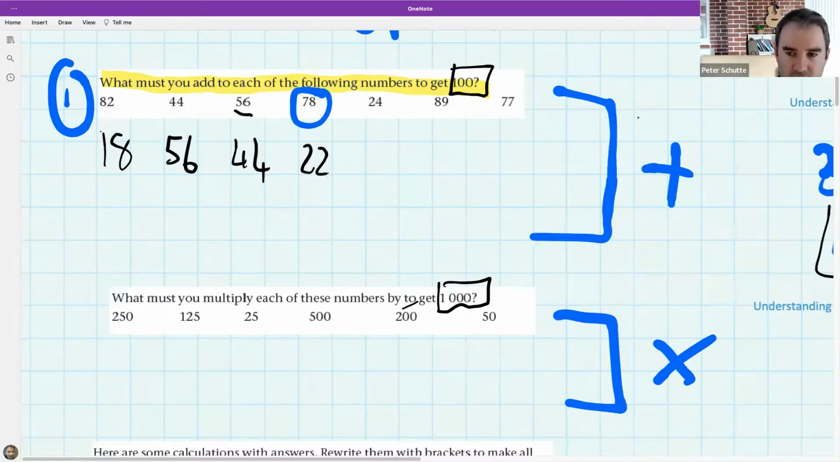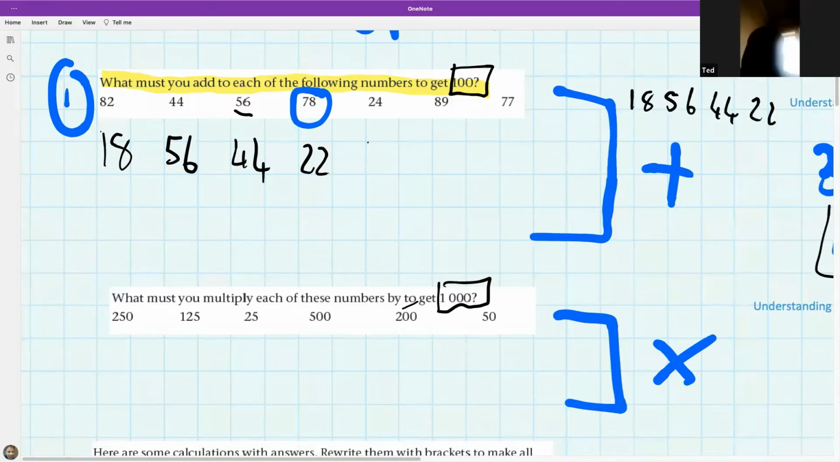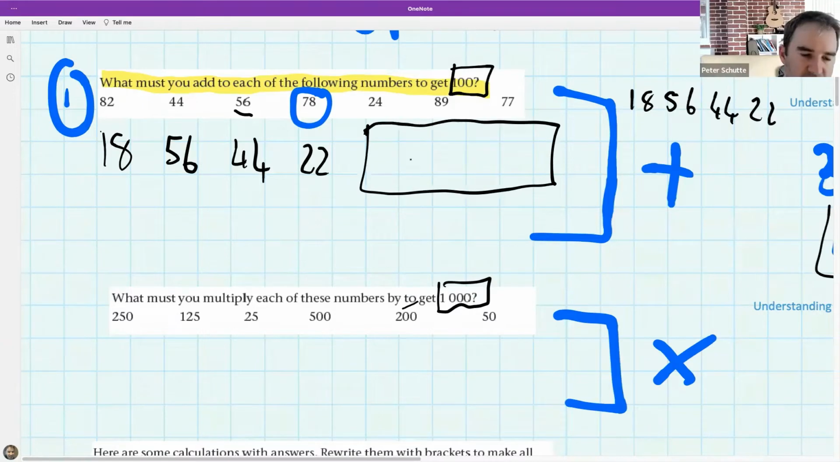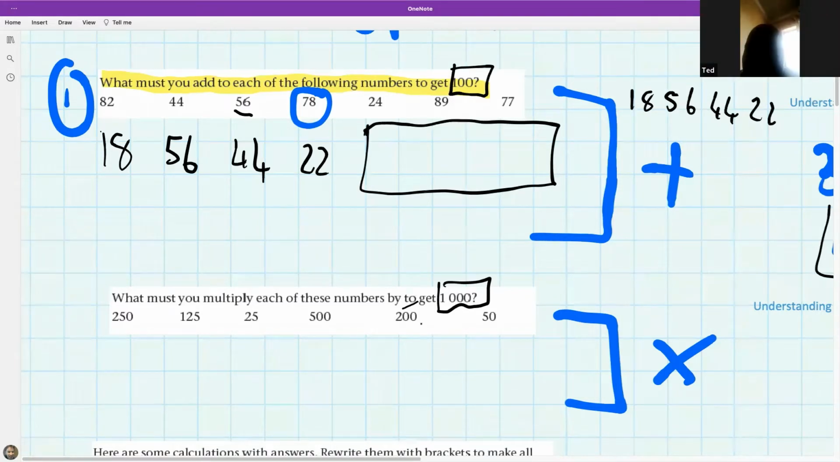And what I was asking you in the chat is to put the string of numbers. I've obviously done the first ones for you. You need to add. So I want you to put this in the chat. And then for this one over here, we're asking what do we need to multiply by to get, the number in focus is no longer 100, it's 1,000. Okay, so I'll give you a little bit more time.